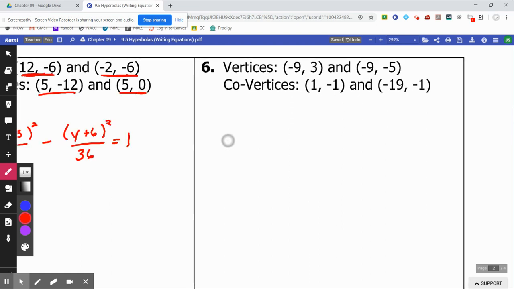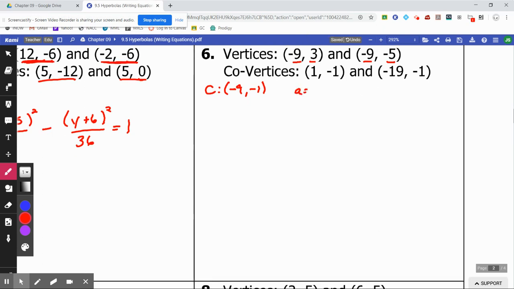Vertices on the next one, we need a center to begin with. The center is going to be, again, the midpoint between our vertices, so negative 9 and negative 9 divided by 2. 3 and negative 5 is negative 2 divided by 2 is negative 1. So therefore, there's my center.